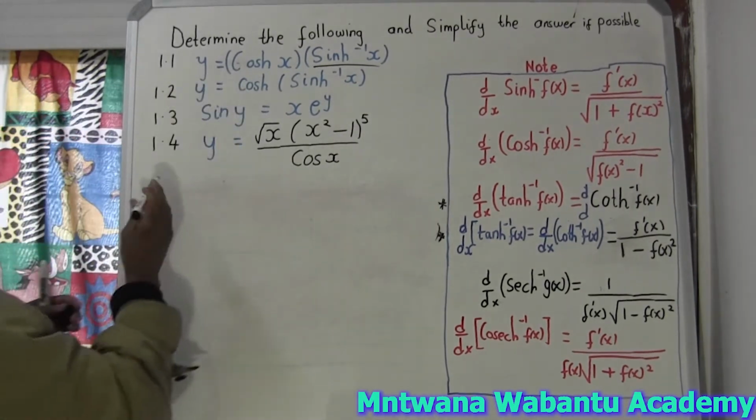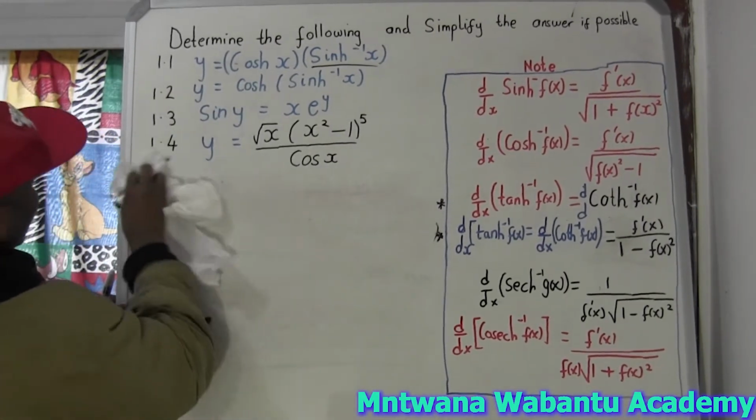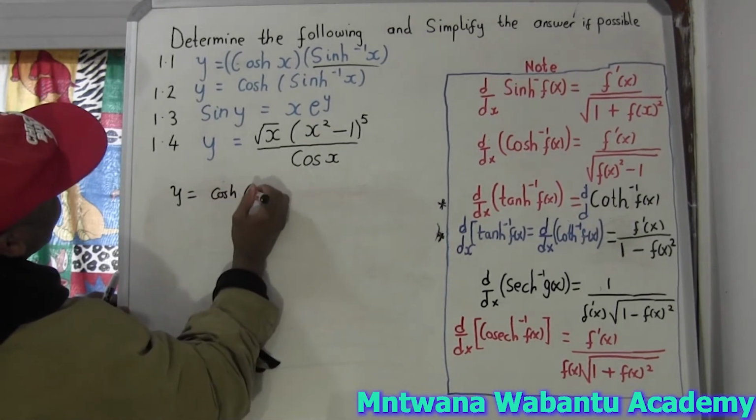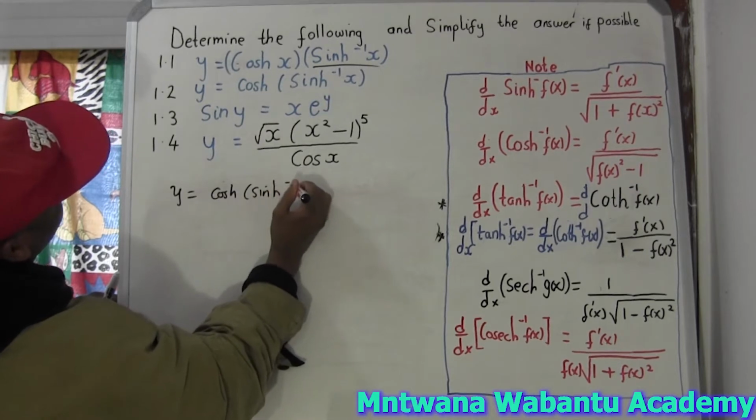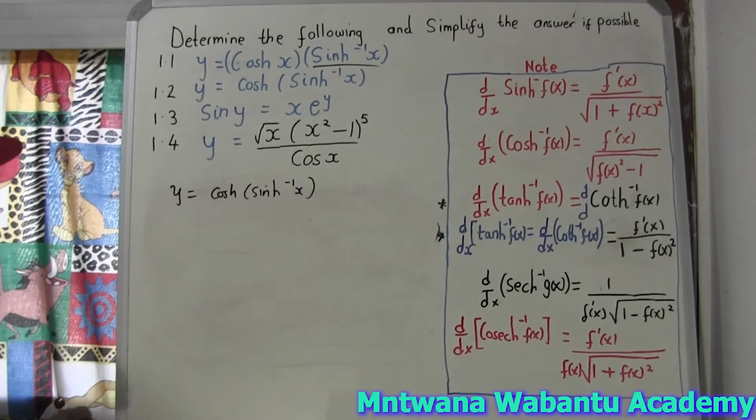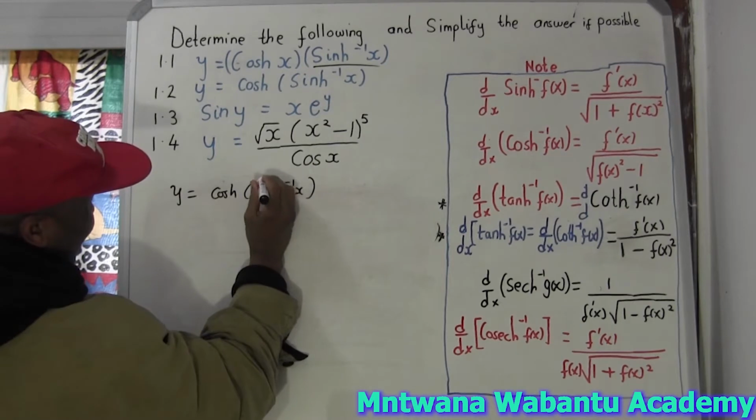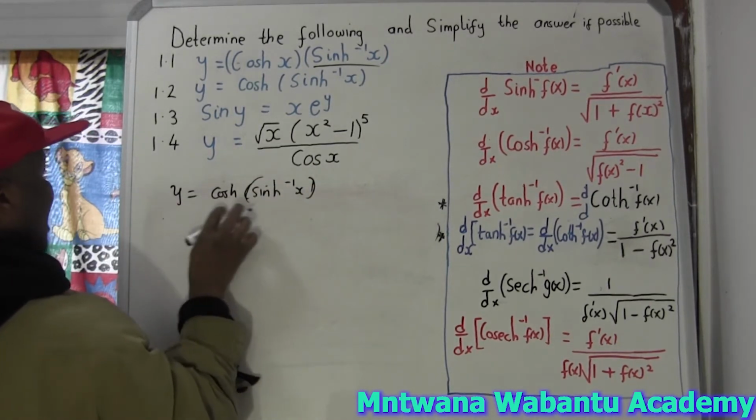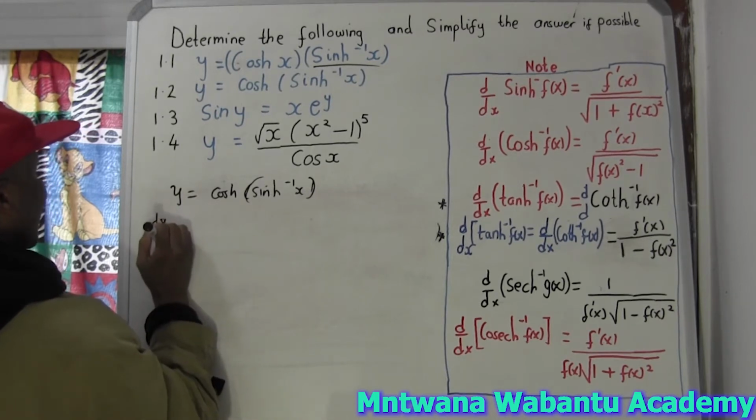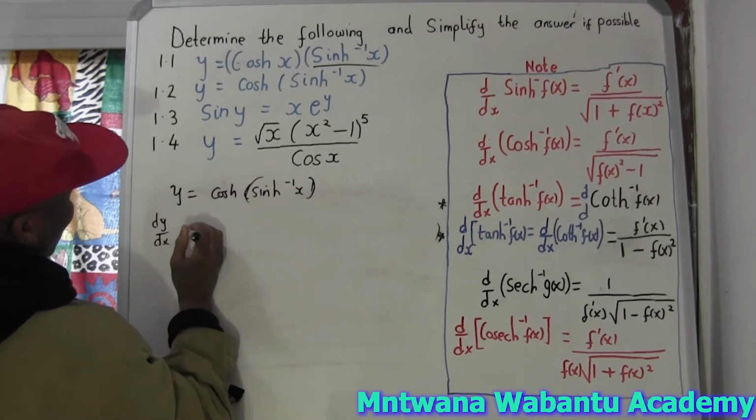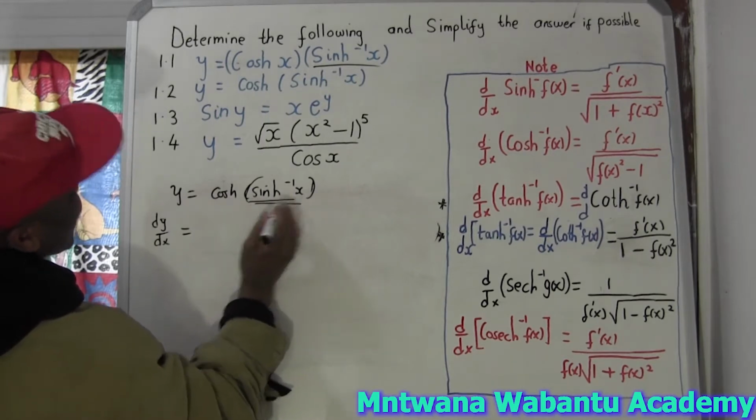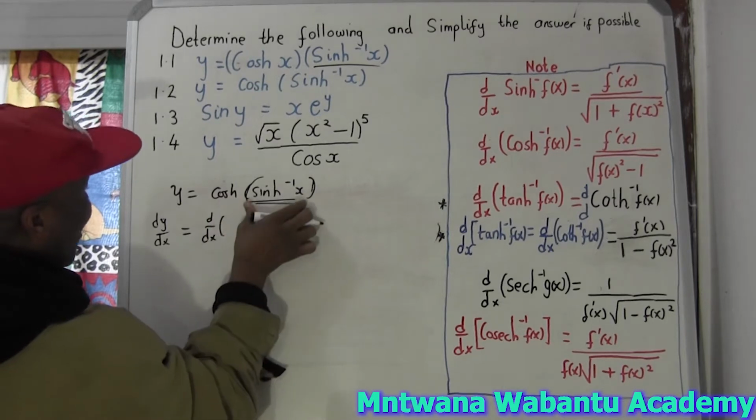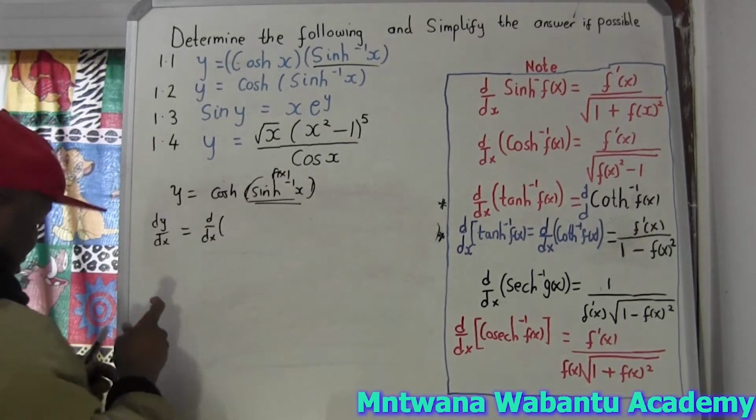Okay, so 1.2, they give you y equals cos of sinh x. I know this is like f of x here. Whatever is in front of the cos is f of x. So I'm going to say dy/dx, because it's y and x, equals: I have to differentiate whatever is in here, and then it must come behind. This is like a function.